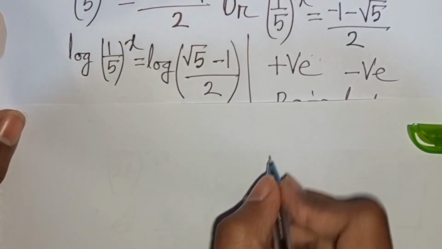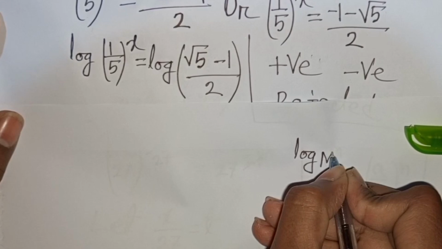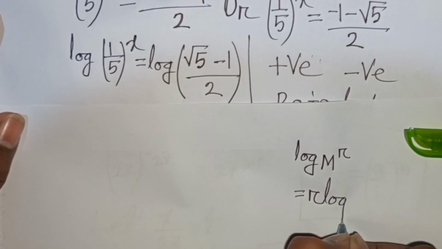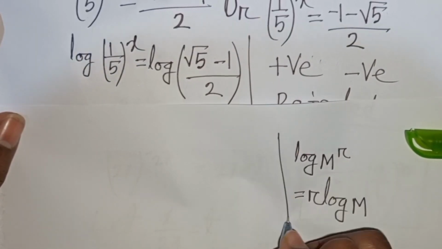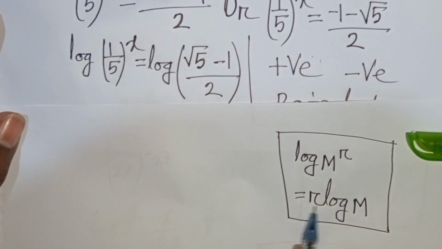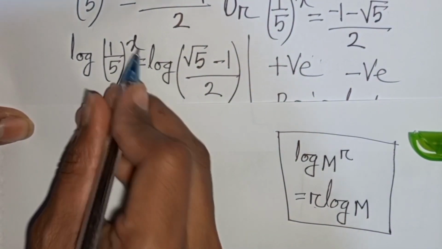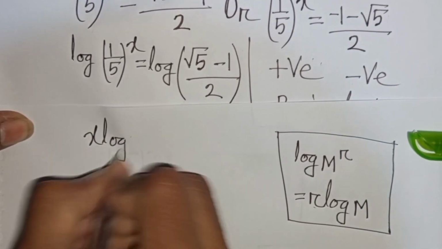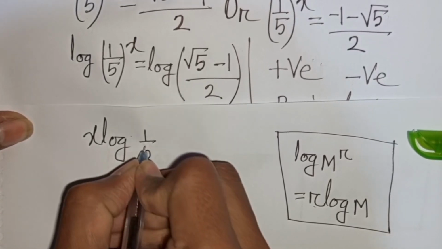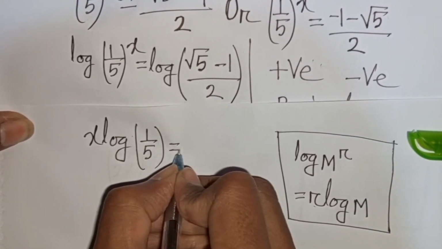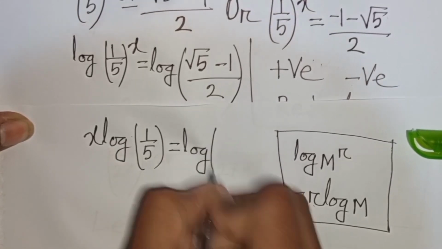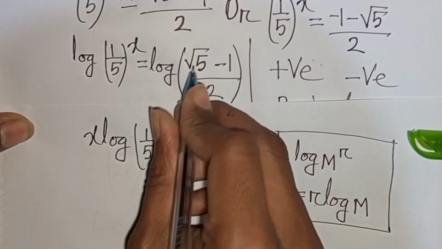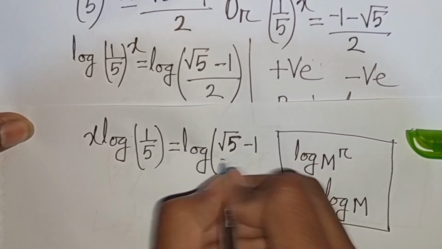Now here you can apply the rule that log m power r is equal to r log m. That means this power r moves to the front. So according to this rule, this power x will move to the front. So you can write x log 1 by 5 is equal to log of square root of 5 minus 1 over 2.